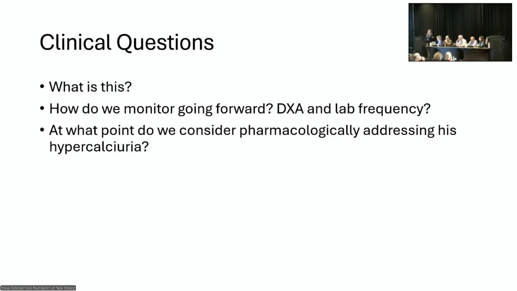Because to me, at least, it seems like he's probably mobilizing some bone. And so even though he's reaching more normal levels, I do get a little bit concerned that at some point we're going to start to actually compromise his bone health, because his body's going to be taking some of his calcium from his skeleton to keep his blood level steady. So at what point do we look at addressing that? So those are my questions.